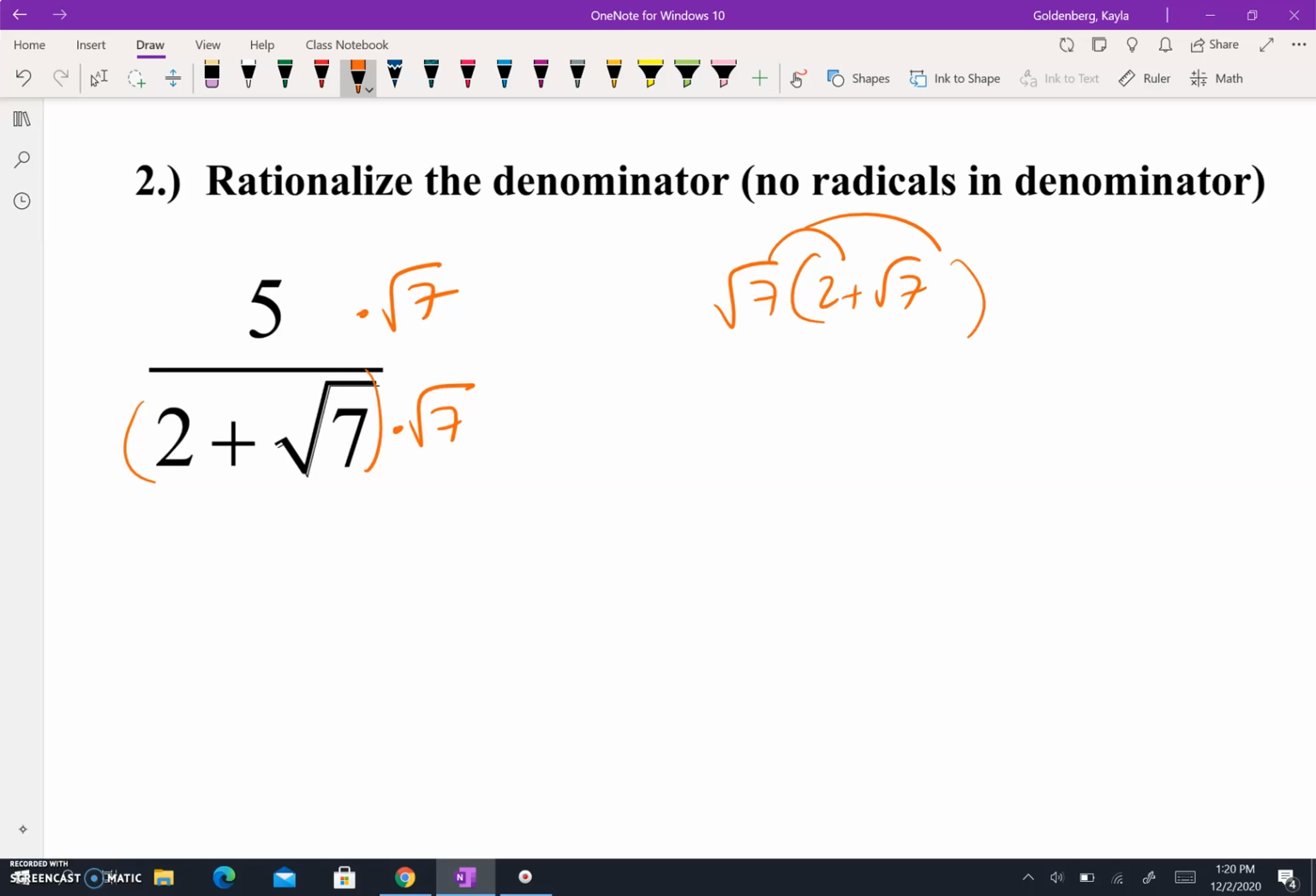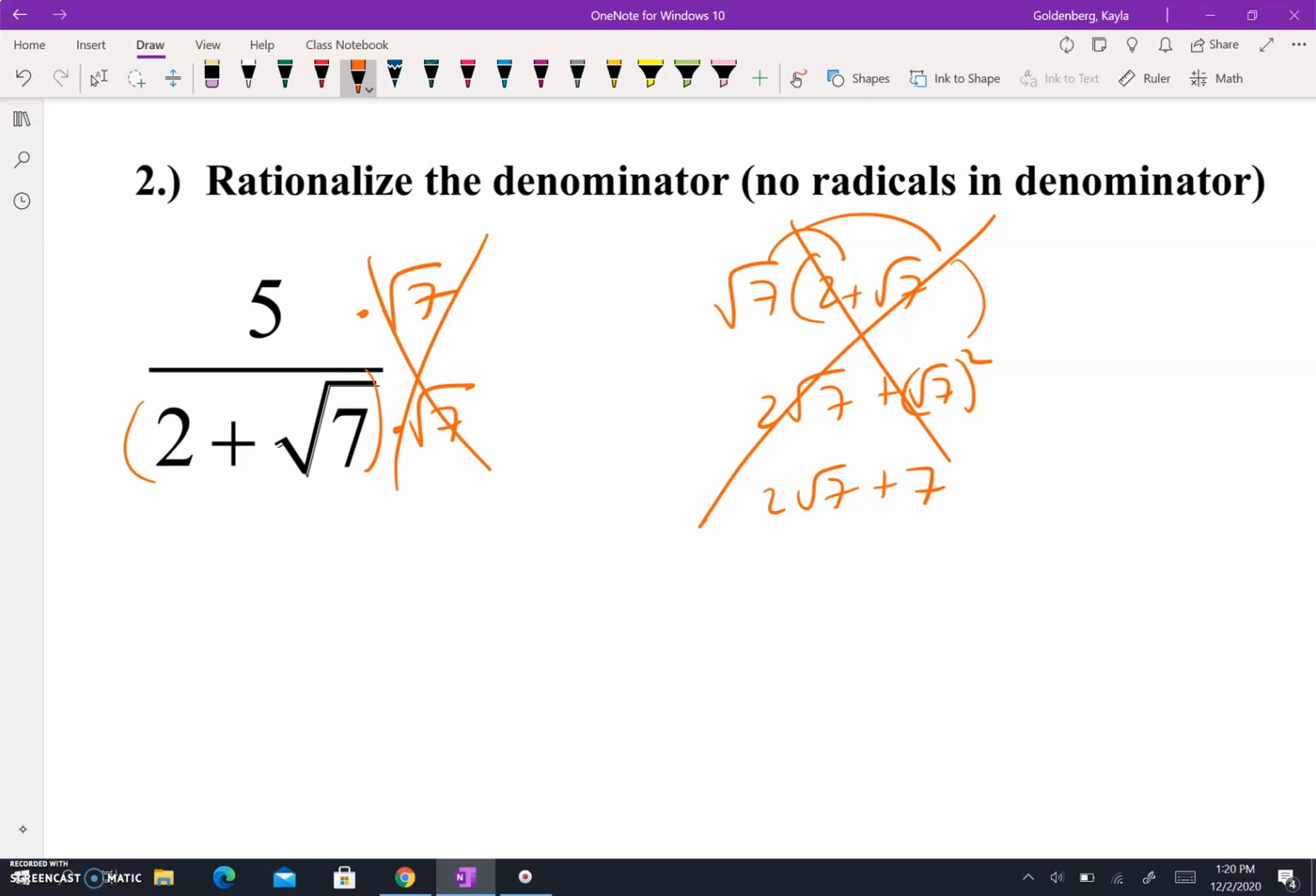If you distribute it to both, or think about it like an area model, that's going to become 2 root 7 plus root 7 squared, or 2 root 7 plus 7. So you do take care of the square root of 7 on the right side, but then the 2 ends up having a root 7. So this doesn't really work. We can't do that. So the question is, what do I do instead?